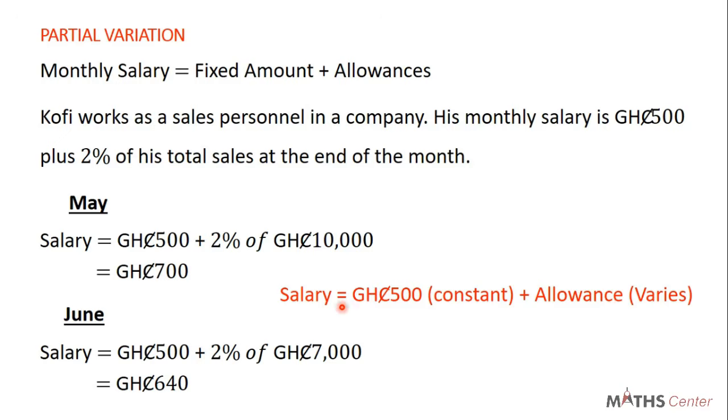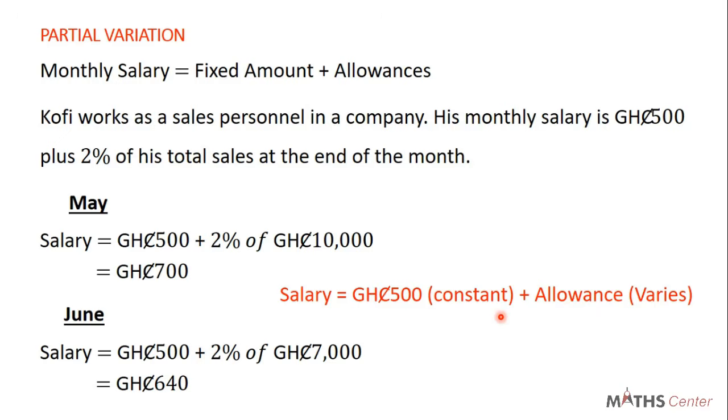So Kofi's salary depends on a constant, which is 500 Ghana cedis, and an allowance that keeps on changing. This type of relationship is what we refer to as partial variation. Kofi's salary depends on two things. It varies in parts. The first part is a constant that doesn't change, and the other part keeps on changing. That is, his allowance keeps on changing.